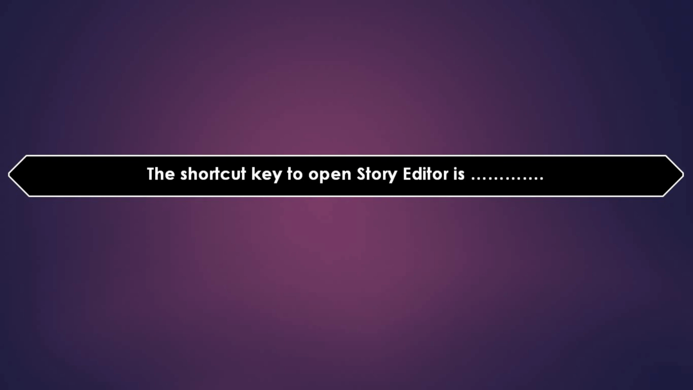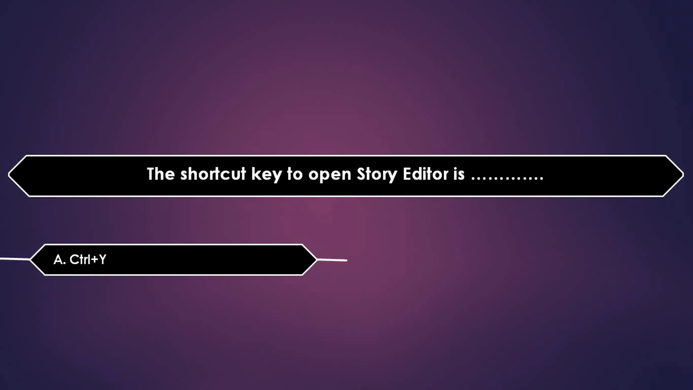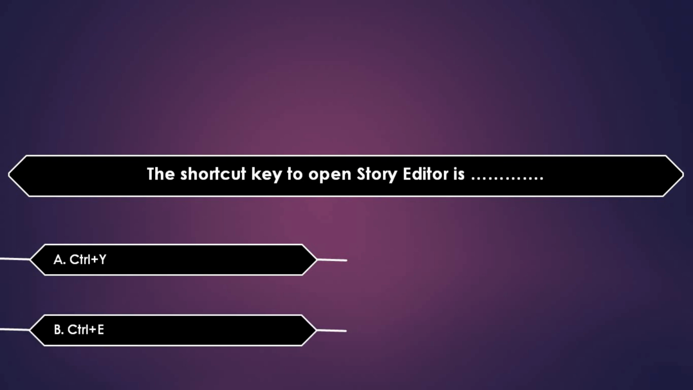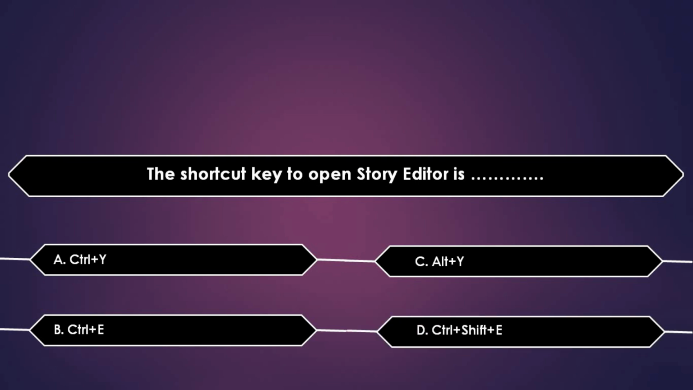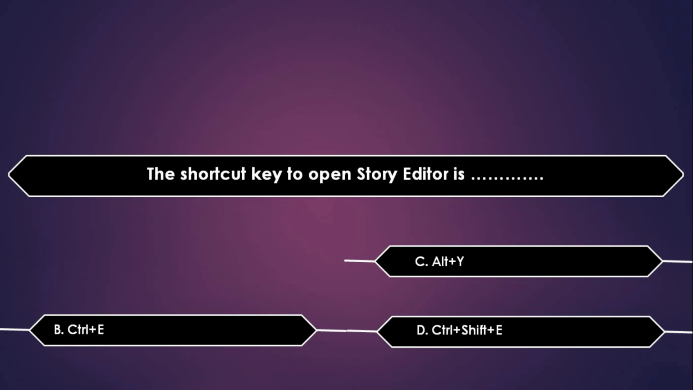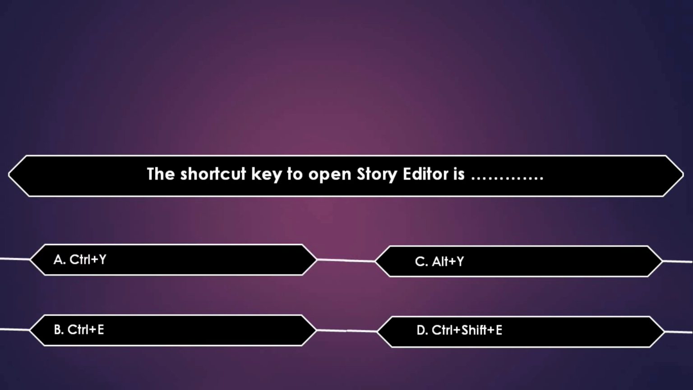The next one: the shortcut key to open story editor is dash. A. Ctrl Y. B. Ctrl E. C. Alt Y. And D. Ctrl Shift E. The right answer is Ctrl Y. The shortcut key to open story editor is Ctrl Y.